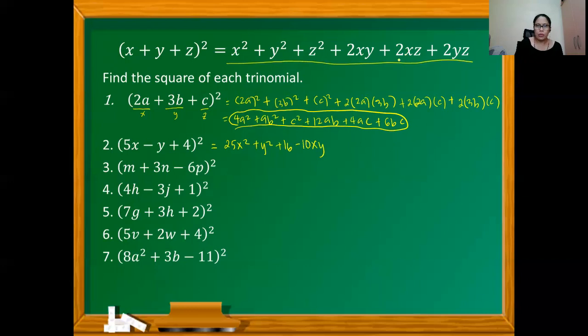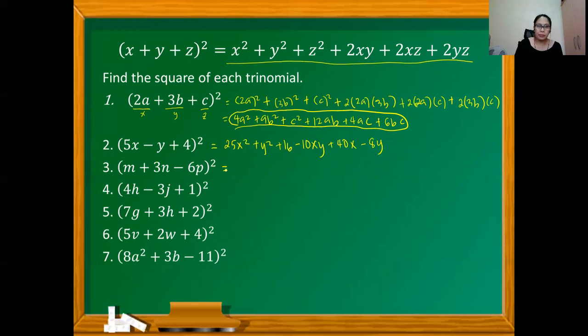And then for the fifth term, this is 2 times the first term times the last term. So this is 2 times 5x. So this is 10x times 4. This gives us 40x. And lastly, for the last term, we have 2 times the second term times the last term. Again, this will give us a negative value since we are multiplying positive by negative by positive again. So this is 2 times negative y. This gives us negative 2y times 4. So this is negative 8y. So this is our answer for number 2.